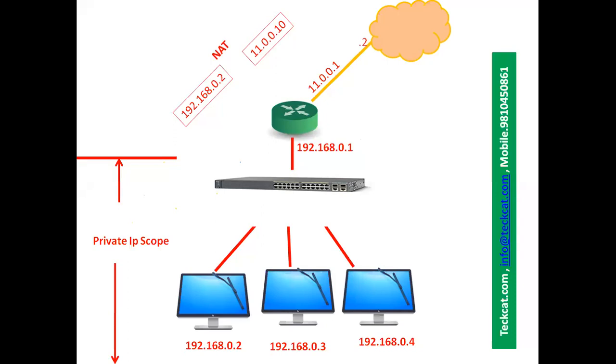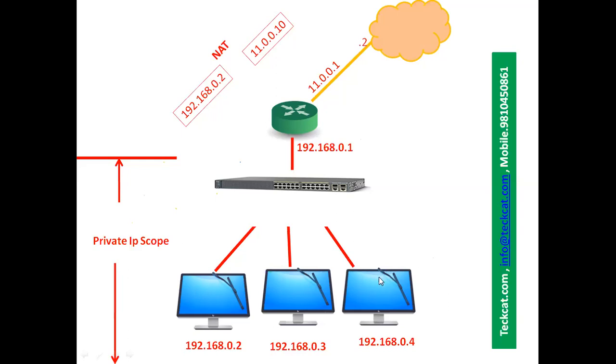So where is this public IP coming from? Who is allocating this public IP address? Your ISP is supposed to assign you a public IP. The ISP is going to assign the public IP address. See here, 11.0.0.1, I'm assigning it to the WAN interface.